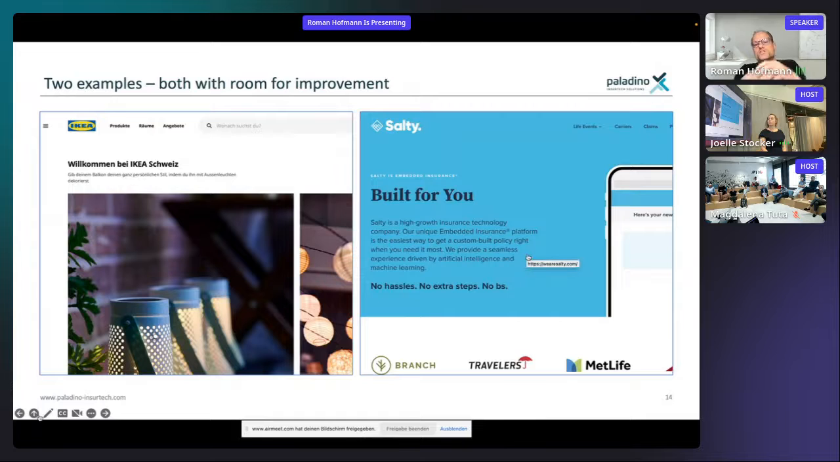A different company which calls itself Embedded Insurance is Salty, but what they do is just push their products into third-party channels. But then it's still a one-to-one relation, and you can only buy what you get from Salty, in the way you get it from Salty. So from my perspective, it's still not embedded, it's still integrated.